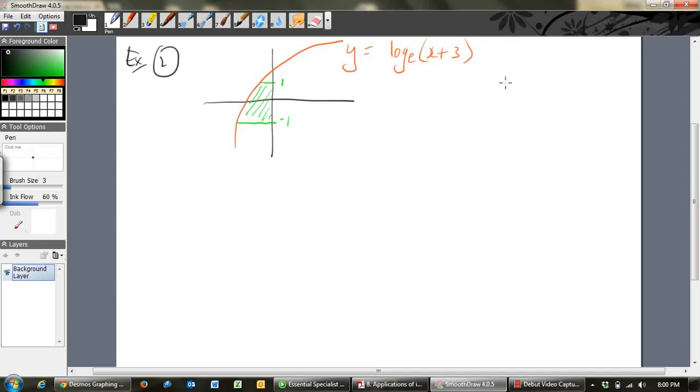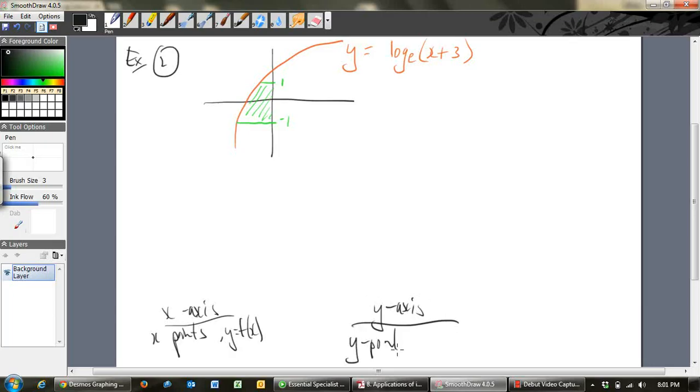So remember, just a little tip. If you're trying to find the area between a function and the x-axis, then what you want is the x points, and also you want a function of x. Y is a function of x. Okay, so that's if it's to the x-axis. If it's to the y-axis, then what you want is the y points, in other words, what are the points on the y-axis? And you want x as a function of y. So that's what we're looking for.